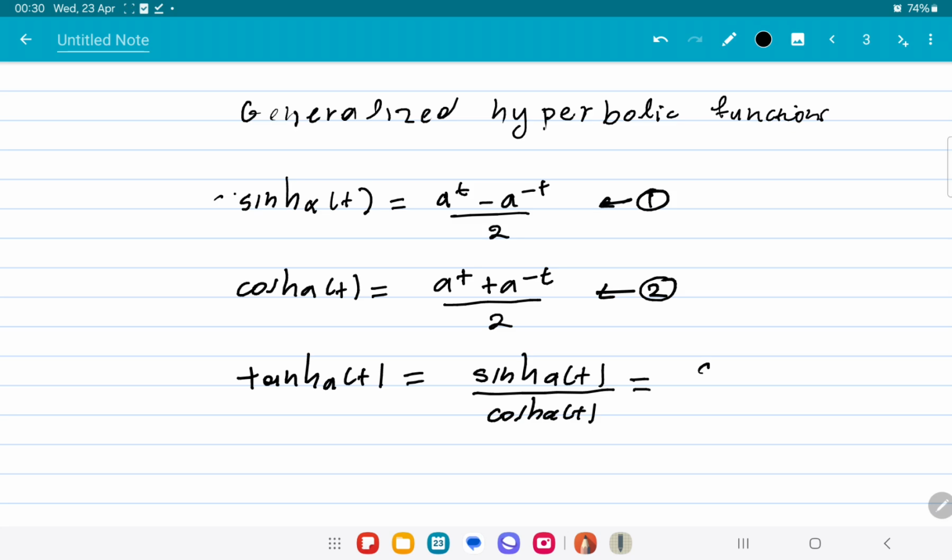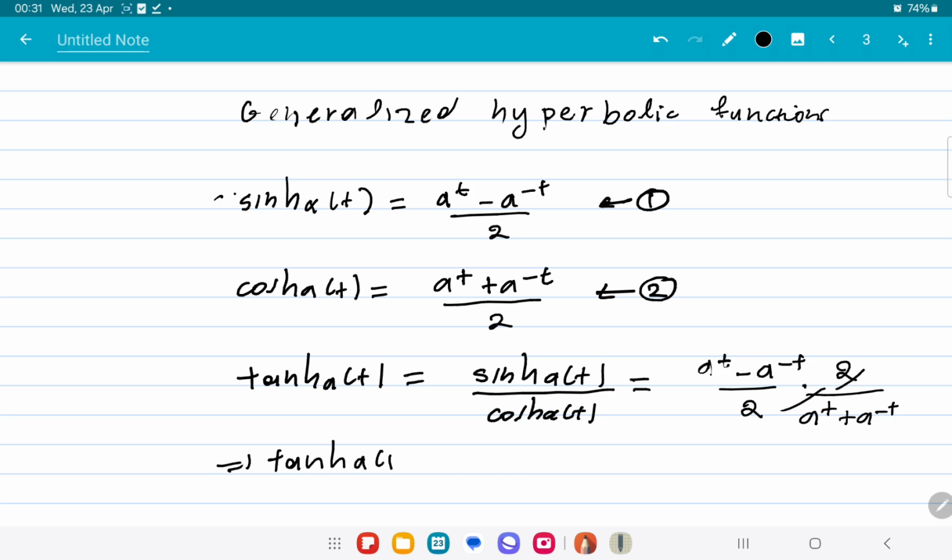And this is going to be a to the power of t minus a to the power of minus t over 2, times the other fraction flipped, a to the power of t plus a to the power of minus t. So tan hyperbolic of a t is a to the power of t minus a to the power of minus t over the exponential sum. Here a belongs to this interval from 1 to infinity. That's an open interval, it doesn't take the value of 1, this parameter a is greater than 1.